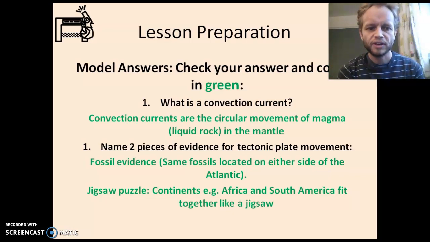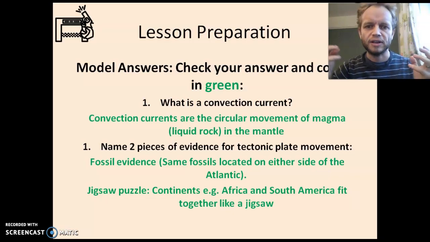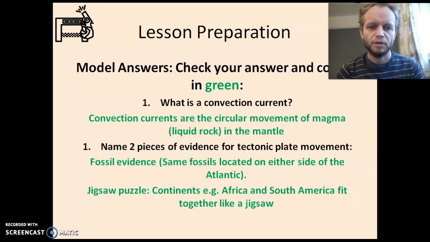Okay. The second question, our evidence. Fossil evidence, so some fossils located on either side of the Atlantic. Well, how do we have the same fossils but on either side of the Atlantic? It has to be because of plate tectonic movement. And then also the jigsaw puzzle evidence, so continents like Africa and South America fit together like a jigsaw. So those are two possible pieces of evidence.